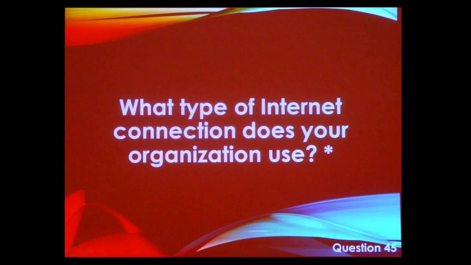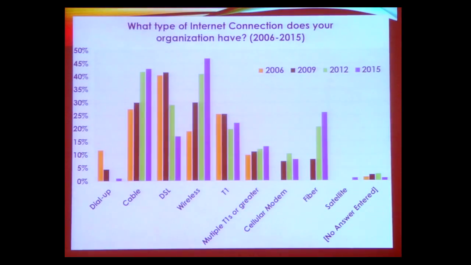So what type of internet connection does your organization use? As the cost of communication technologies comes down, they disperse to companies and become more available for them to use. We can see that reflected in the use of fiber optics, which has over tripled. Cellular modems has stayed about the same. Multiple T1s or greater has steadily increased, while T1 has come down. Wireless has over doubled. DSL has dropped by over half, but cable has come up some.